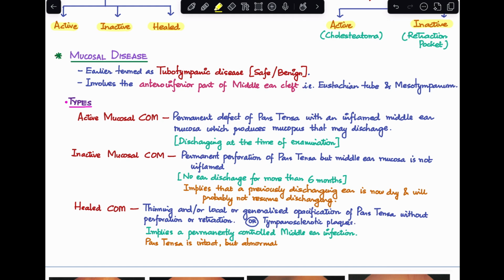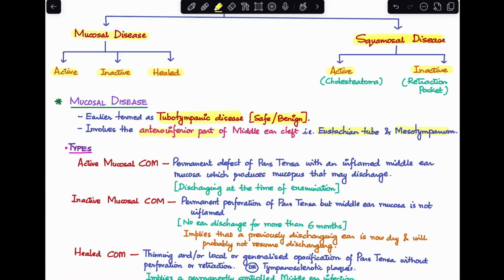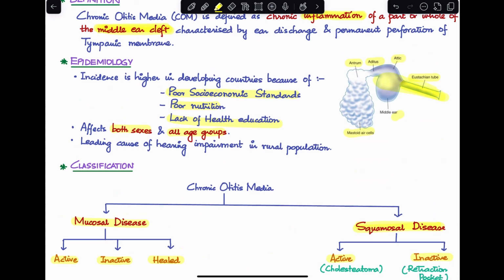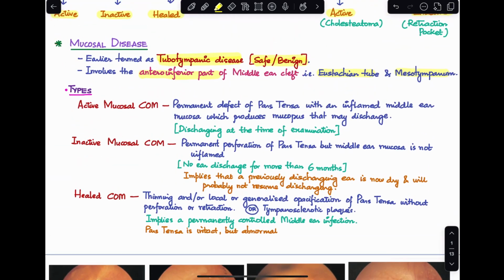Now, the mucosal type is the type which used to be earlier termed as tubotympanic disease or the safe or the benign disease. This disease basically involves the antero-inferior part of the middle ear cleft, which means it includes the eustachian tube and the mesotympanum. If you see in the image over here, this is the eustachian tube and the mesotympanum. So this is what is involved in the mucosal type. Now, the mucosal type has been divided into three different types: active, inactive, and healed.